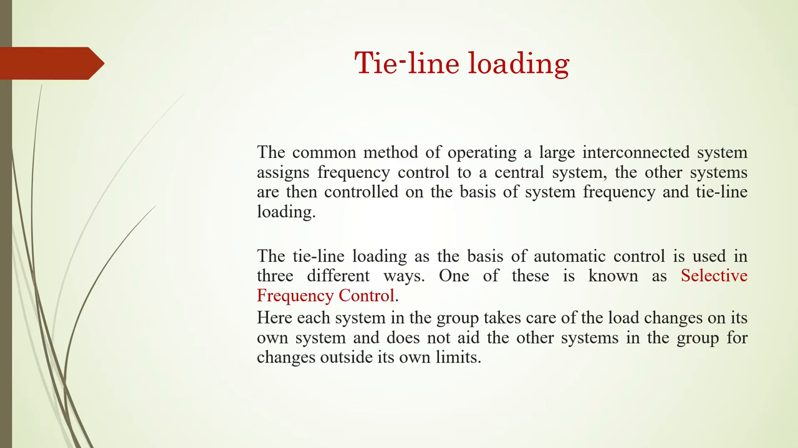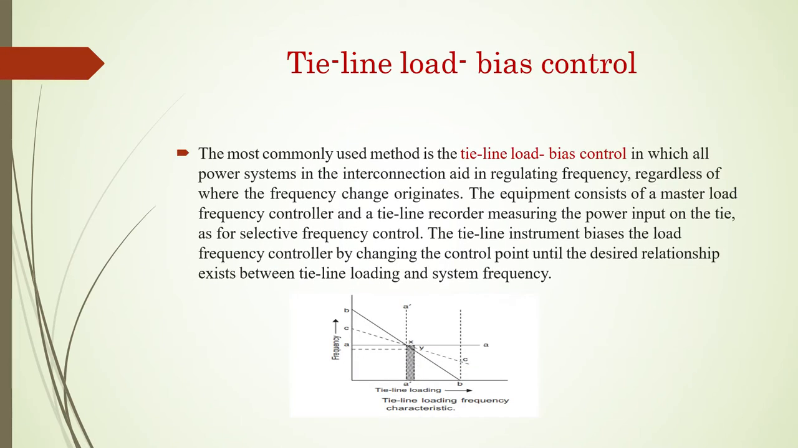Here each system in the group takes care of load changes on its own system and does not aid the other systems in the group for changes outside its own limits. That is, it is selecting a particular system. If there is a change in load in its system, it will control its own system and it will not bother about other systems. It will be under its limits. Then it is called selective frequency control.